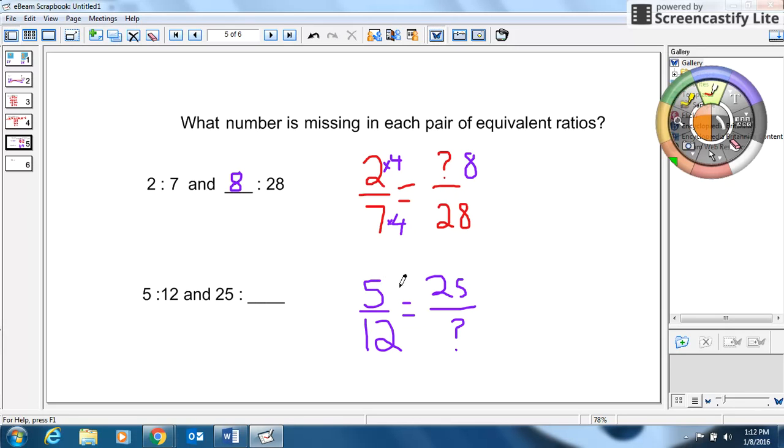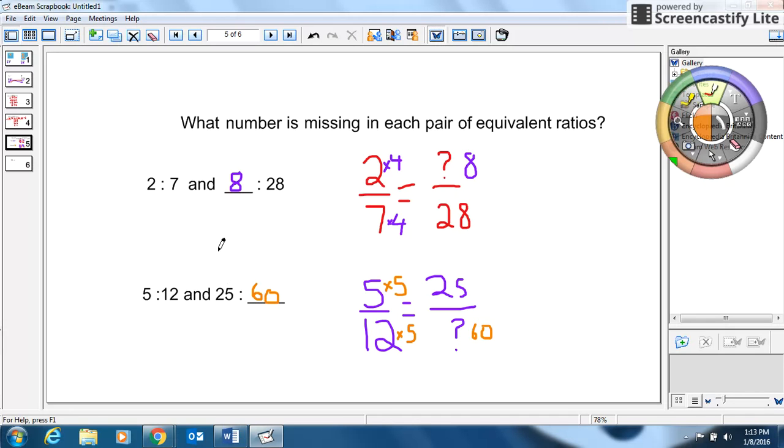Well, 5 to 25. How do I get 5 to go to 25? Well, I multiply it by itself in this case. 5 times 5 is 25. If I multiply the top by 5, I have to multiply the bottom by 5. And I know 5 times 12, well, 5 times 10 is 50, 5 times 2 is 10, 50 plus 10 is 60. So I know that 5 to 12 is equal to 25 to 60. And basically what that's saying is, if you had 5 pizzas sharing 12 pieces of pepperoni, it would taste the exact same as 25 pizzas sharing 60 pieces of pepperoni.